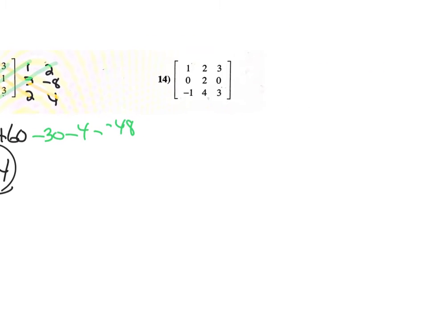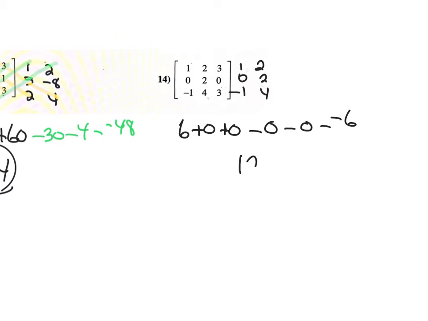All right, the second one, you can do exactly the same thing. Recopy the first column out here. Recopy the second column. Do not recopy the third. And I'm going diagonal again. 1 times 2 times 3, 6. 2 times 0 times negative 1. 3 times 0 times 4. That's going to the right. Now I'm going to go backwards. Minus 2 times 0 times 3. Minus 1 times 0 times 4. Minus 3 times 2 times negative 1. So I get a 6. Really 6 plus 6 right there. That's 12. And those are 3 by 3 determinants.